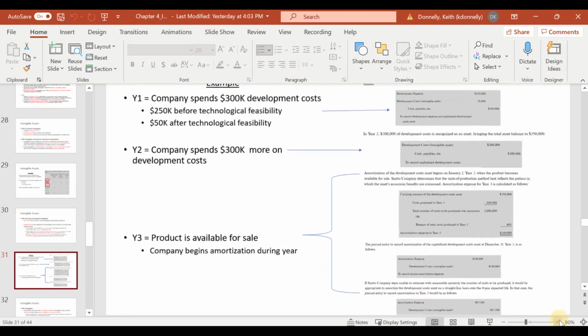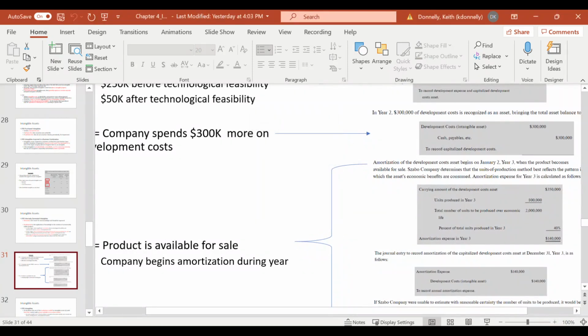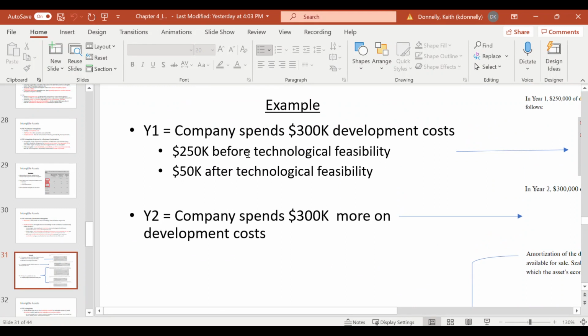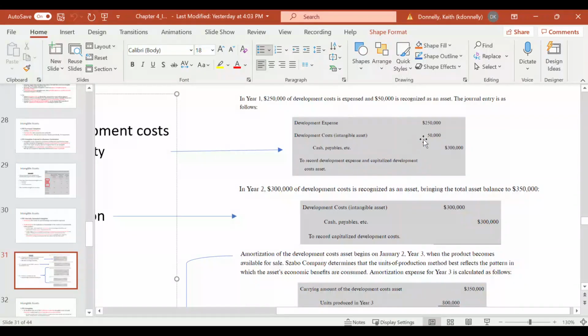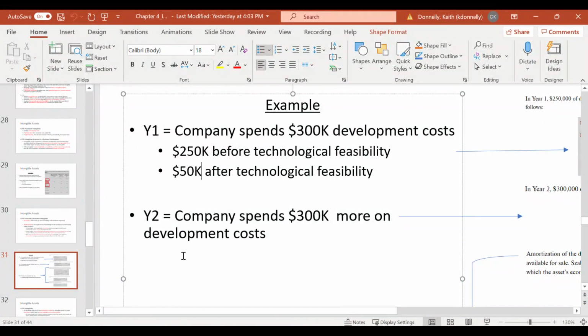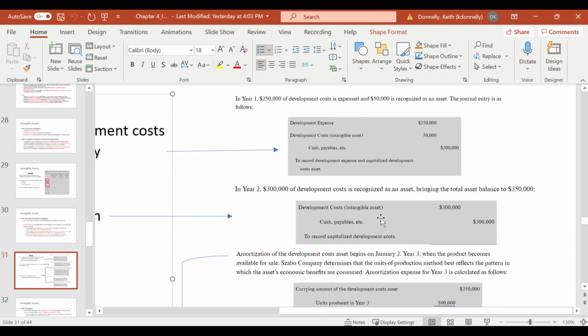So if we look at this example here, let's zoom in a little bit. Looks like in year one, a company spends $300,000 on development costs. $250,000 were before technological feasibility, and $50,000 were after. So you can see the 250 we're going to immediately expense. The remaining 50 we're going to capitalize. Then it says in year 2, a company spends 300K more on development costs. Okay, so year 2, we're still at that feasibility standpoint. We're going to capitalize the development costs as an intangible.